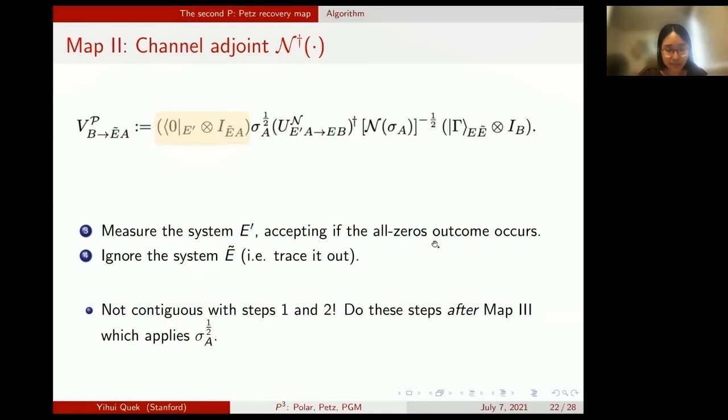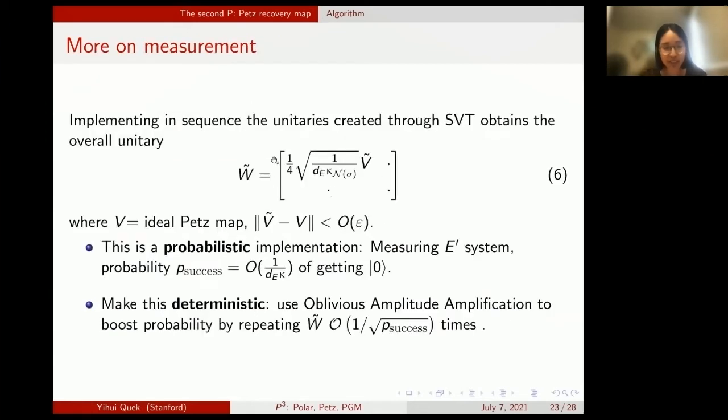And the reason we need oblivious amplitude amplification becomes clearer if we write down the unitary that we have actually implemented up to this point. So that's this unitary. So this V tilde is actually almost the ideal Petz map. It's the ideal Petz map, but epsilon away in diamond distance from it. But it also has this subnormalization factor, which is this gigantic number multiplying it. And this number is 1 over the square root of dE kappa n sigma.